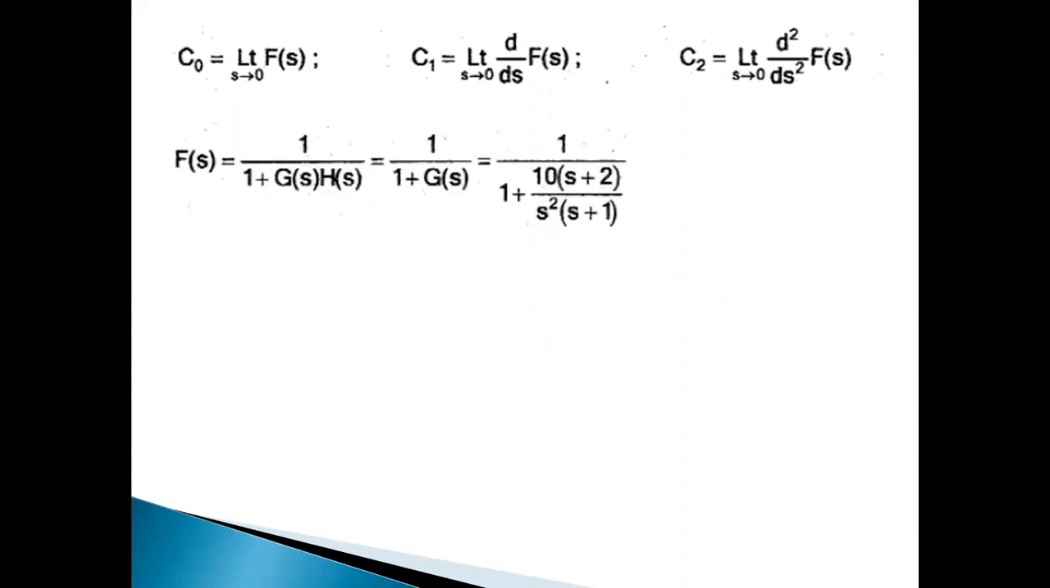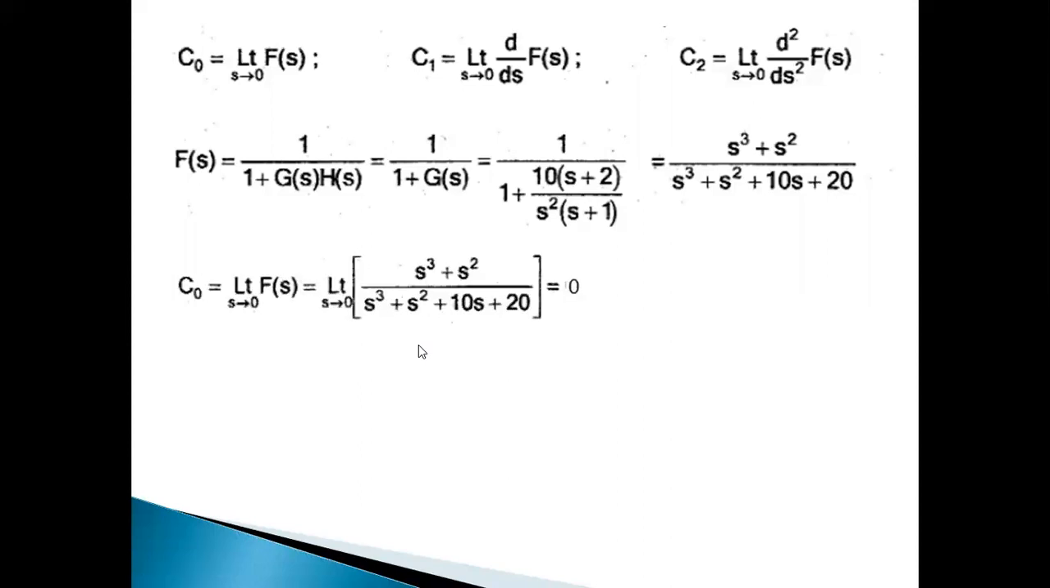F of s is 1 by 1 plus G of s into H of s. We know that G of s into H of s is given as 10 into s plus 2 by s square into s plus 1. Simplifying this, you will get the function s cube plus s square by s cube plus s square plus 10s plus 20. That is the F of s value. Once we get F of s, next find C0, so you will get 0.